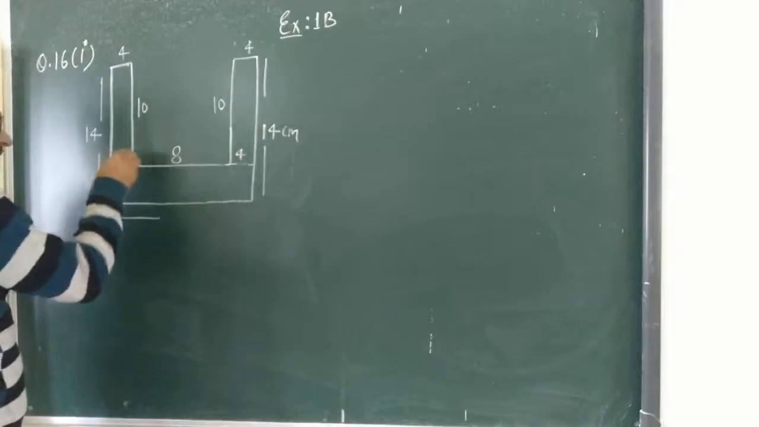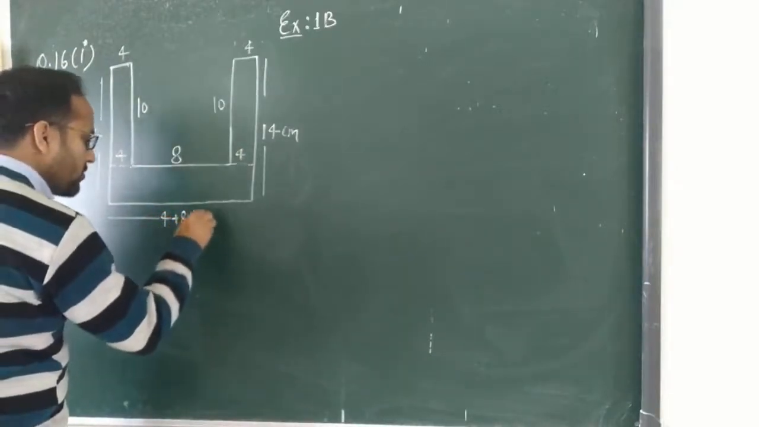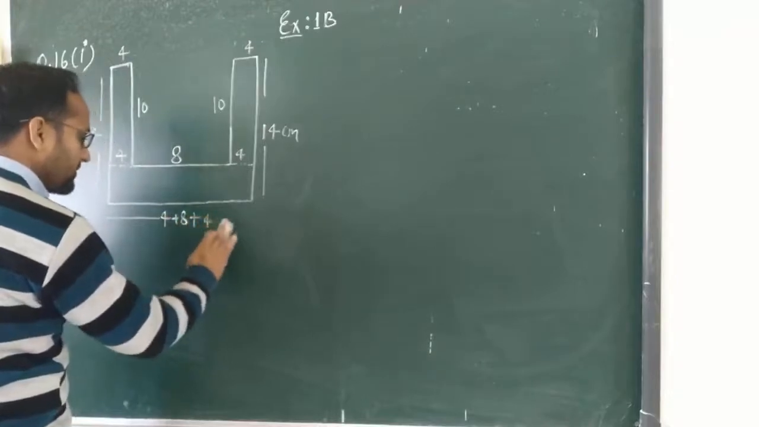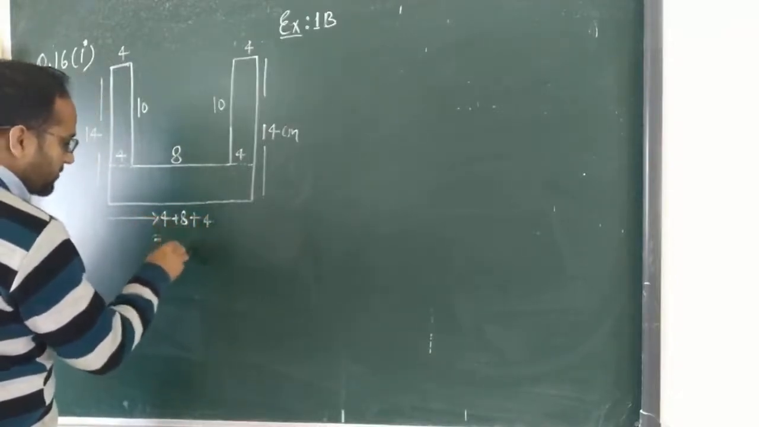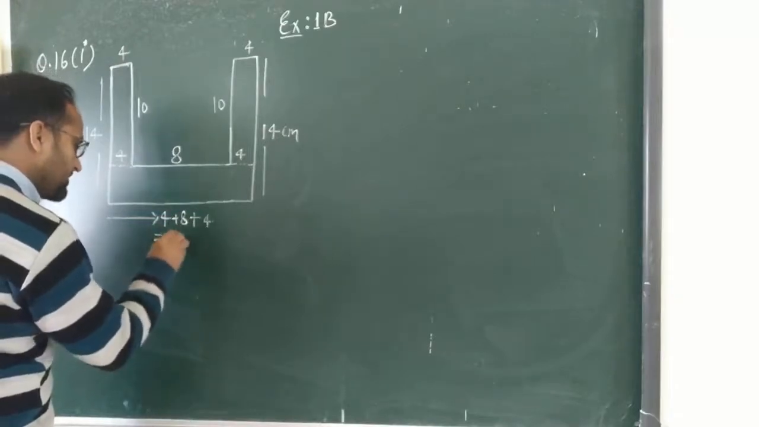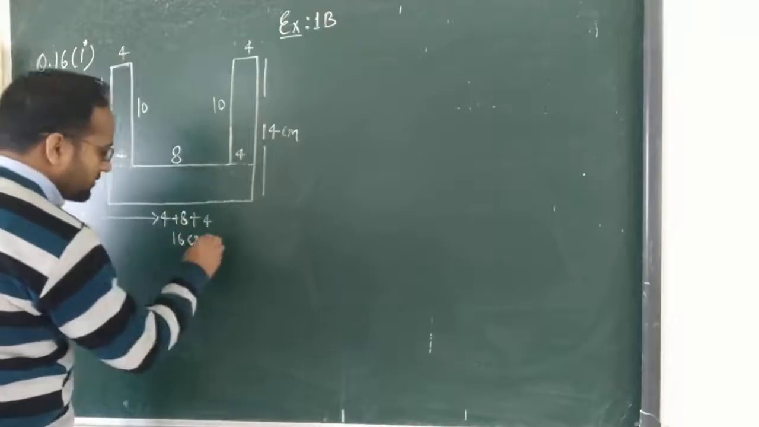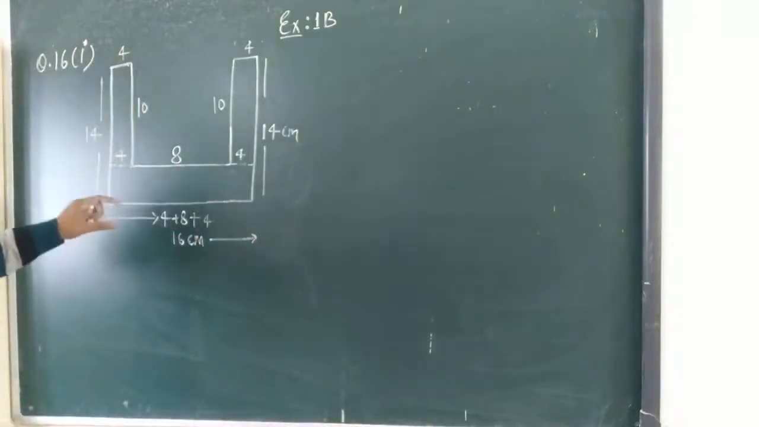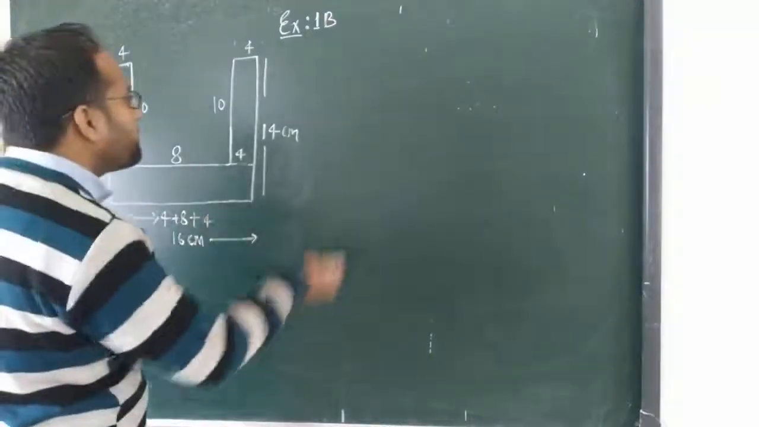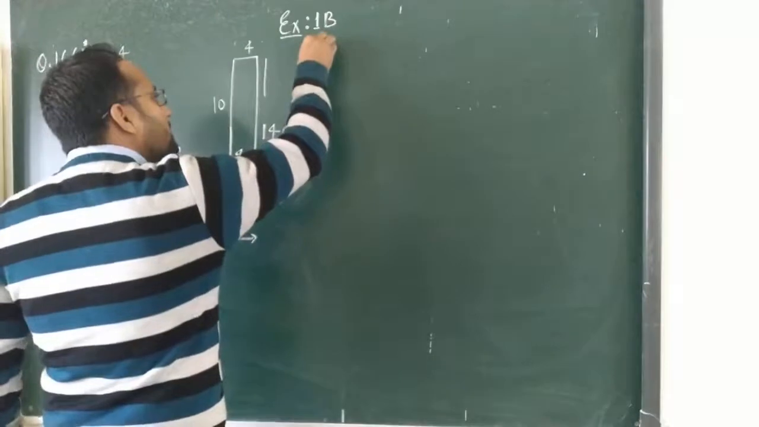So 4 plus 8 plus 4. So find the perimeter. So perimeter of the required figure.